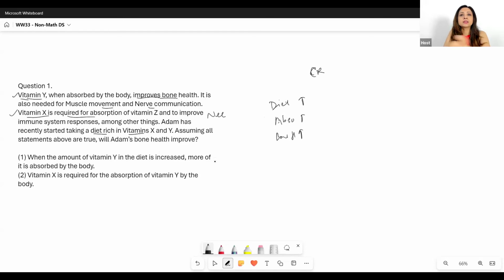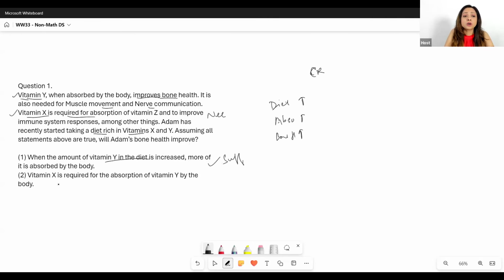If more in the diet, then absorb more. This is a sufficient condition. If absorbed, then it improves bone health. Okay, great. So then this one is sufficient. I say this one is sufficient for me to say that yes, Adam's bone health will improve.